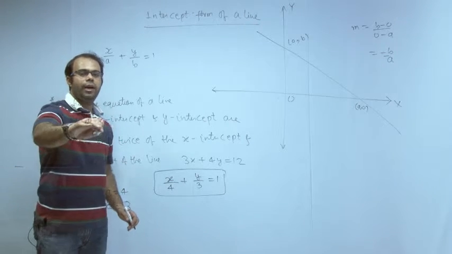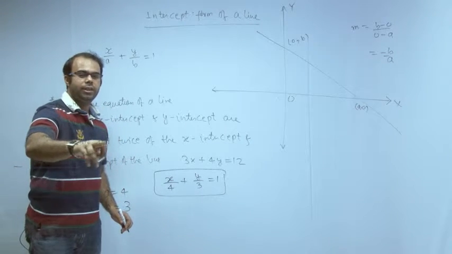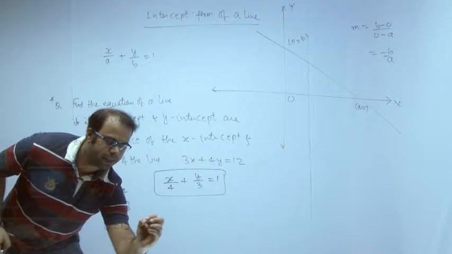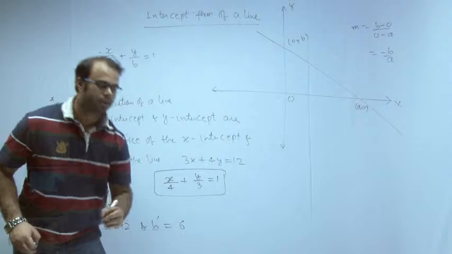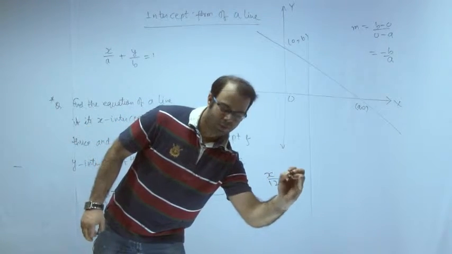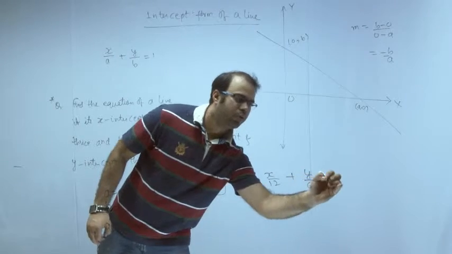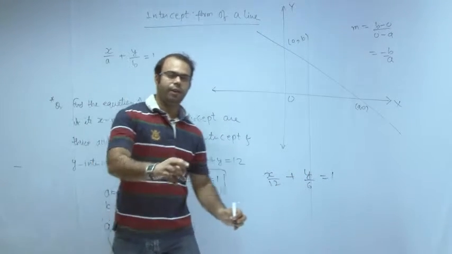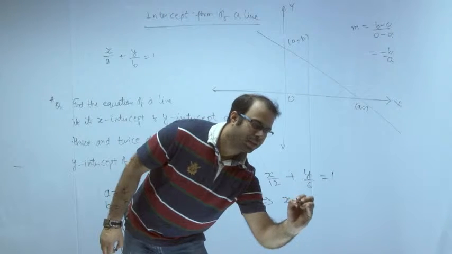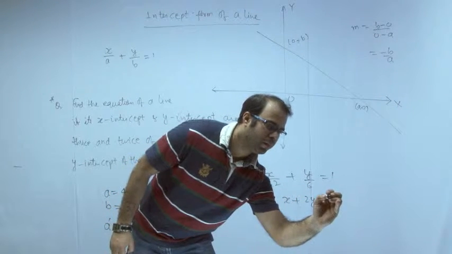What is the equation of a line whose x intercept is thrice and y intercept is twice? So a dash is equal to 12 and b dash is 6. So the equation of the line comes out to be x by 12 plus y by 6 equal to 1. So what is the final equation? Final equation comes out to be x plus 2y equal to 12.